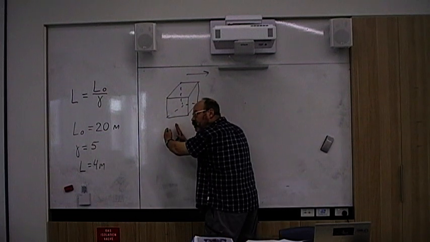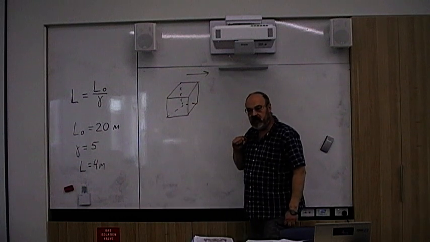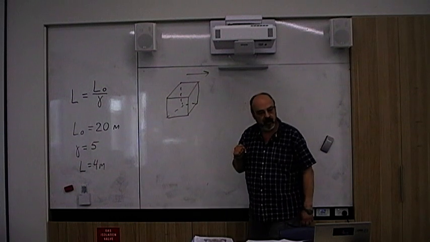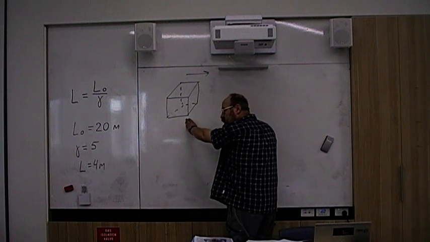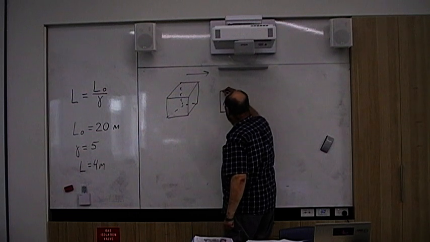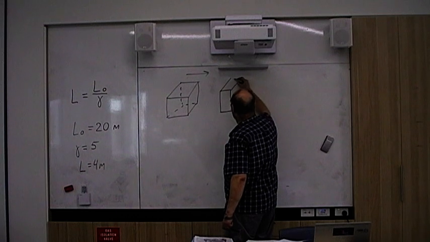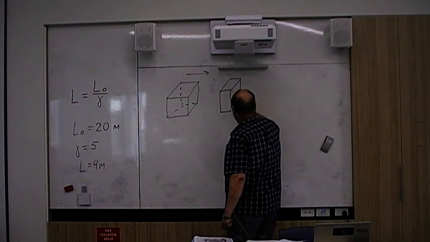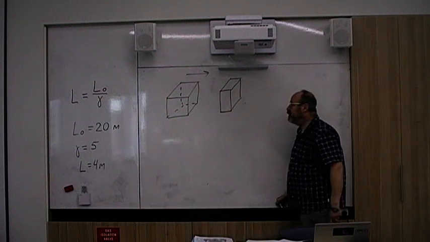Now, when you observe it, it will shrink only in this direction. All other directions will not be shrinking. So this is how it is, but it will appear to you that it looks like this.